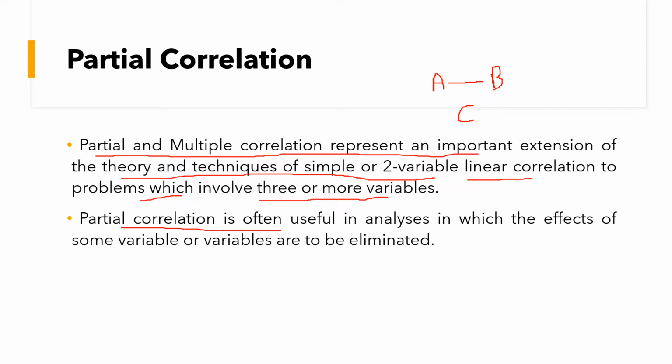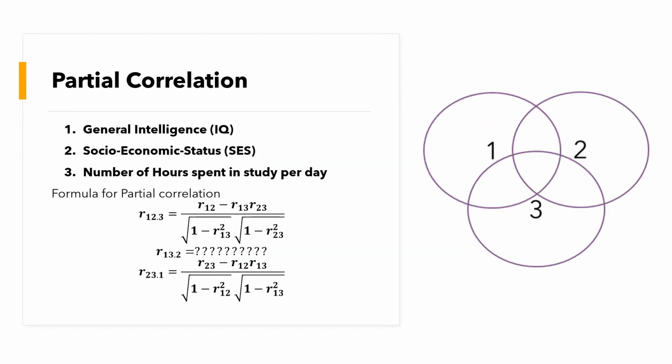Partial correlation is often used to analyze a relationship in which the effect of some variable or variables is to be eliminated. So now we want to see the relationship between A and B with the role of C eliminated. Here is a beautiful example. Suppose we are interested in the relationship between general intelligence and socioeconomic status. There are two variables: the score of general intelligence, IQ, and the score of socioeconomic status.